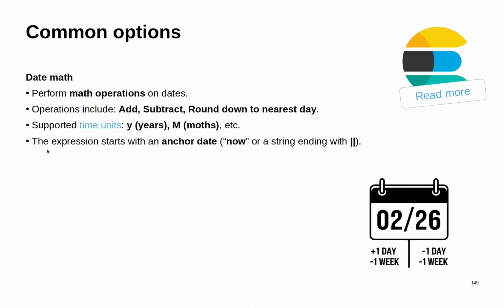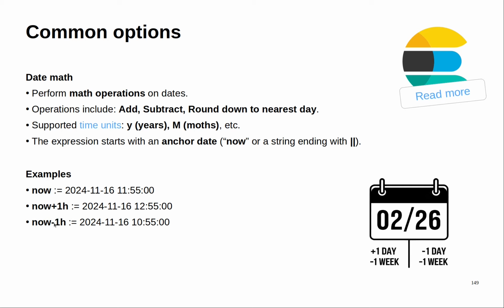All expressions start with an anchor date. You can use now for the current date or specify a specific date. Just remember to append double pipes at the end of the string. Let's see some examples. The string now will return the current date. If we write now plus 1 hour, we will take the current date and add an hour.